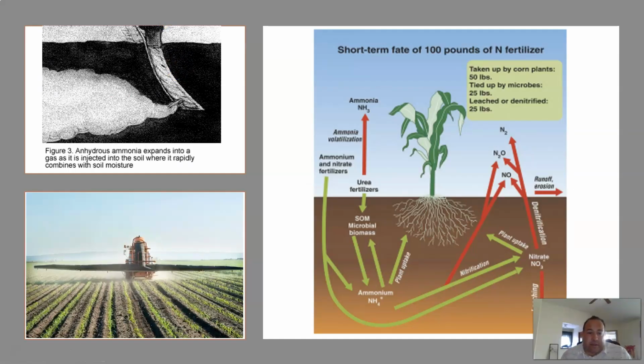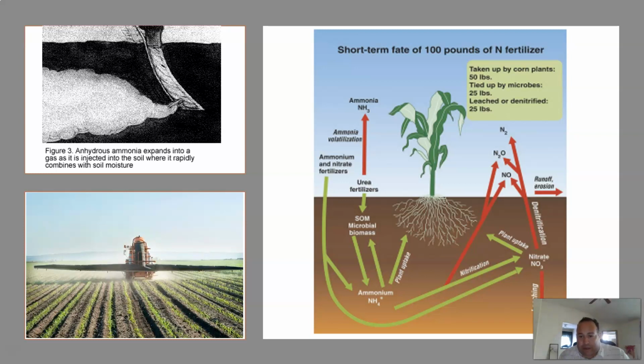On the top left here, we can see our anhydrous ammonia, and this shows how it gets applied onto the crop. You can see a picture of that down below on the left, with it getting sprayed onto the crops. And then on the right here, I wanted to put this one in because I thought it was interesting. It shows what happens to 100 pounds of nitrogen fertilizer.